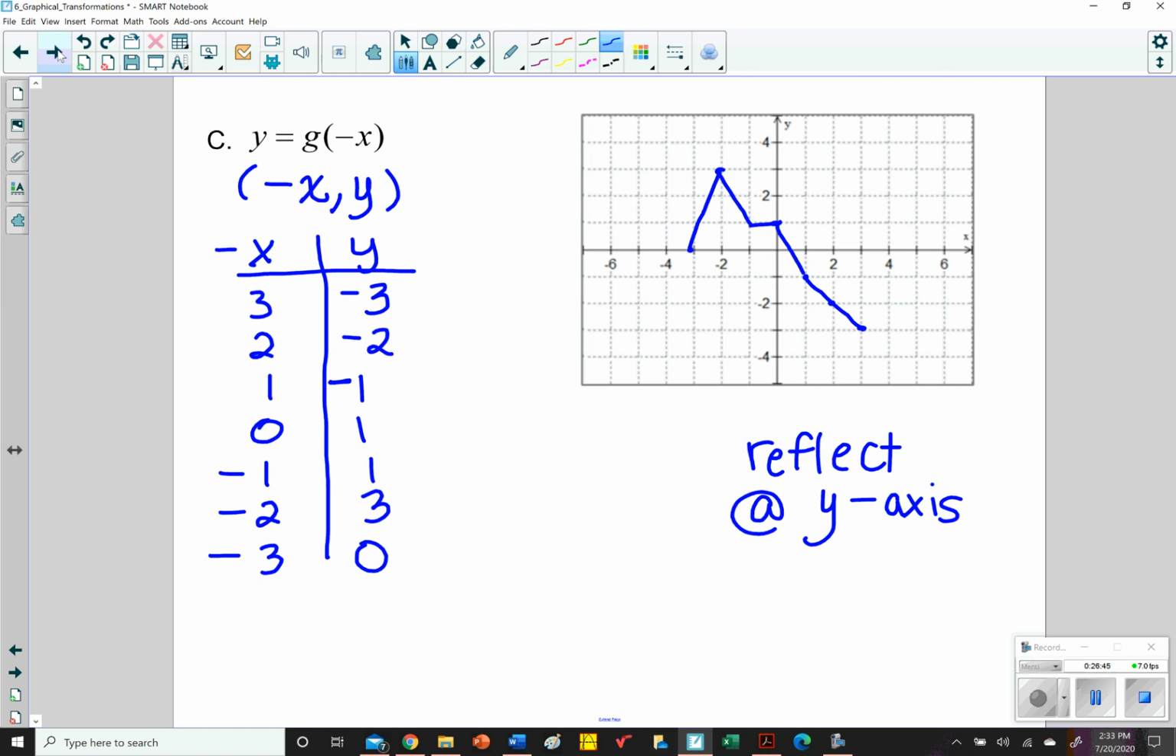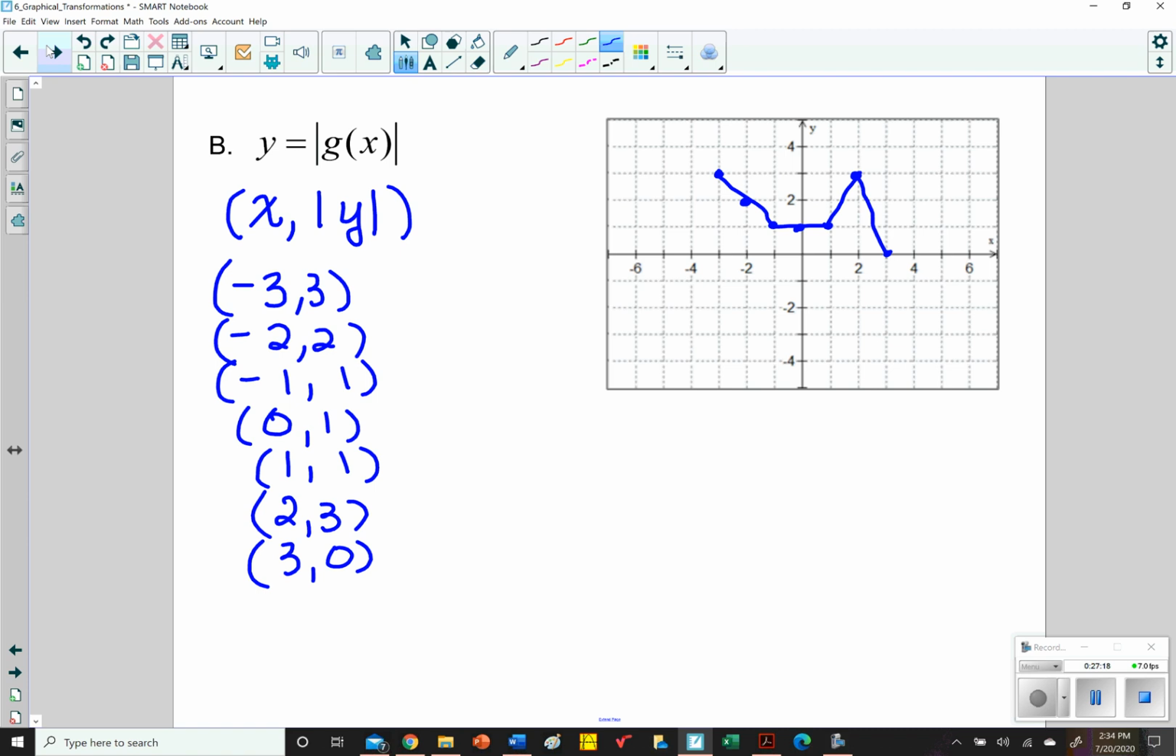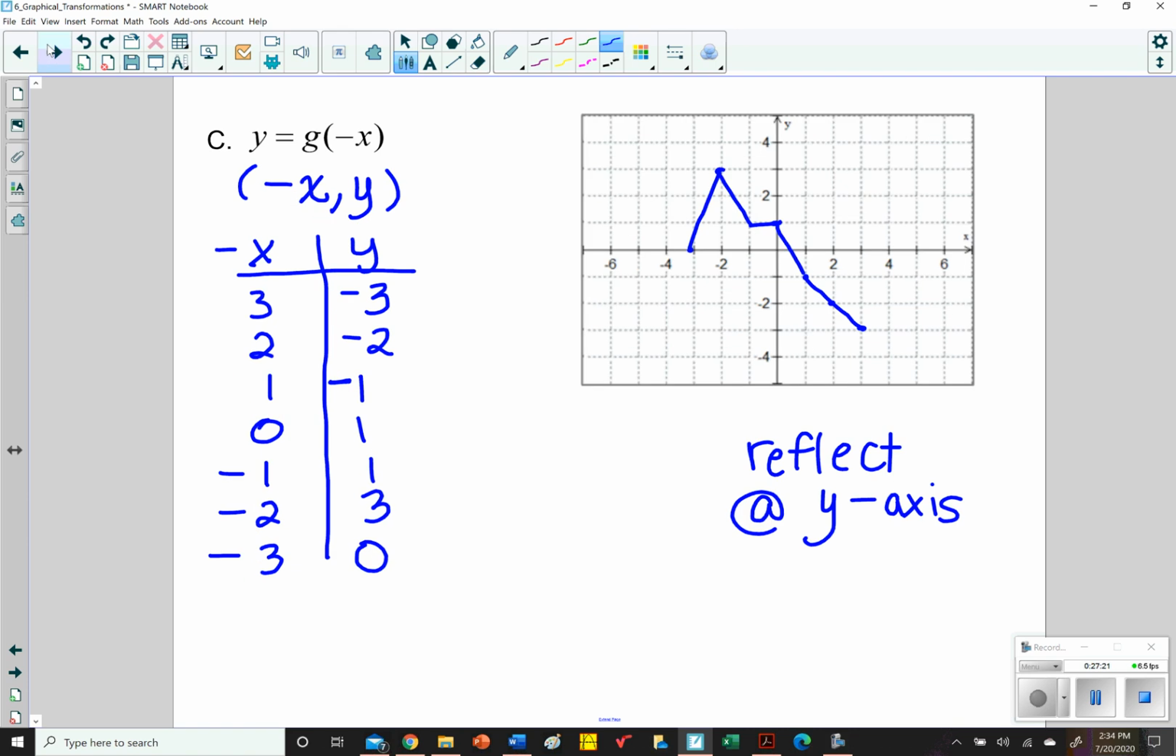Okay, here's what we have for letter C. So the rule was to do the opposite of x, and that's going to reflect the original function across the y-axis. If you go back to the original and look at it, you can see that it looks just like this, only flipped over. Where's our original? Here's the original right here. And on letter C, this piece is over here, and all of this piece is over there. Let's go look. See, just flipped over x.